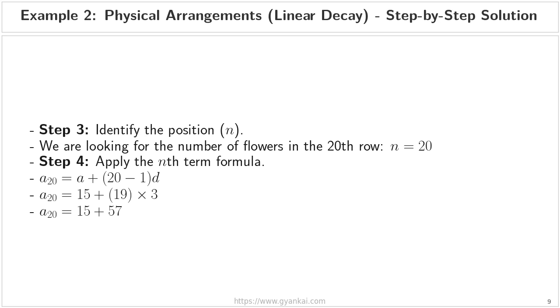Finally, we reach step 4, where we apply the nth term formula that we've been using throughout this lesson. We start by writing out the formula for the 20th term, which is a sub 20. This is equal to a plus the quantity of 20 minus 1, all multiplied by d.